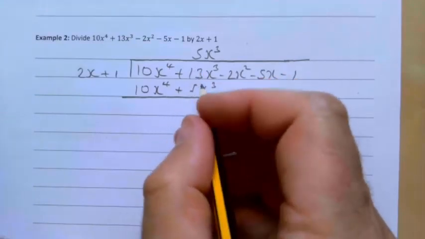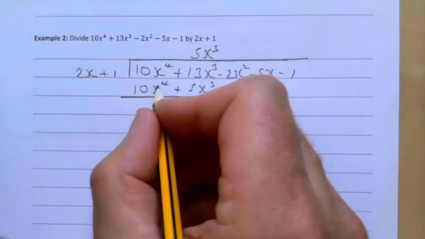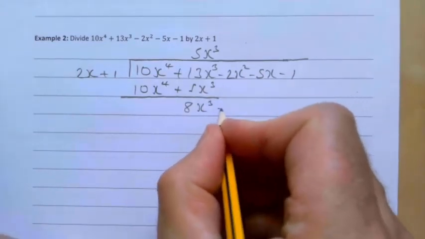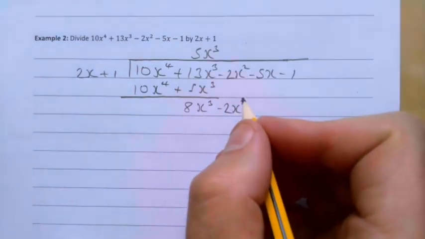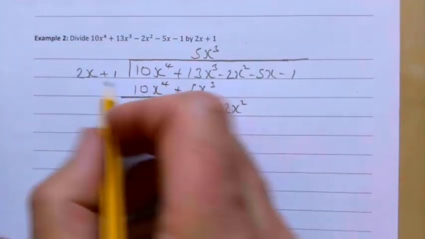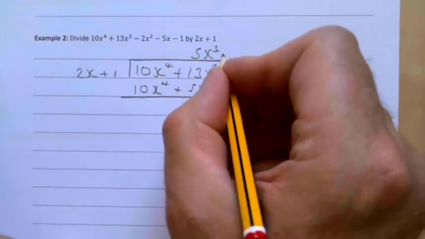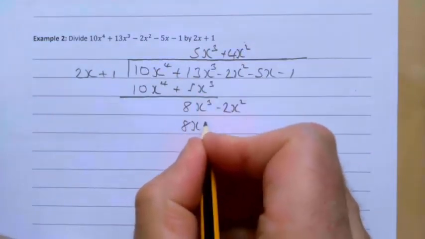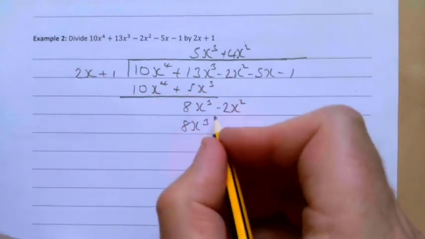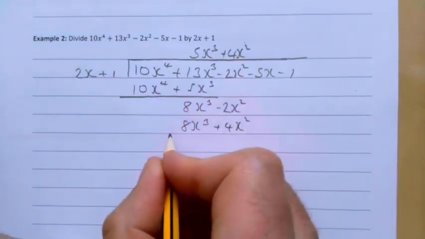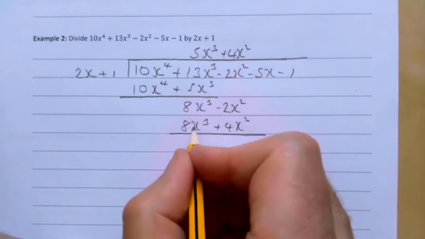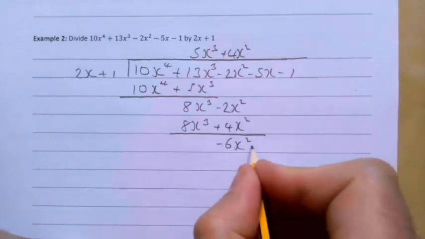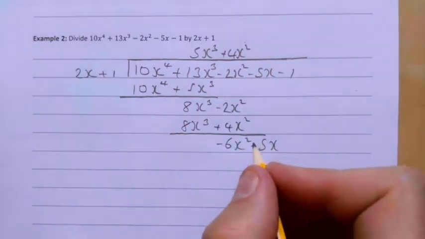Subtract this and then bring down my next term. This take away this disappears. This take away this gives me 8x cubed, and I bring down my minus 2x squared. 2x into this, so it's going to be 4x squared. 4x squared times this gives me 8x cubed plus 4x squared. I subtract this, take away this, disappears. Minus 2x squared minus plus gives me minus 6x squared, minus 5x.